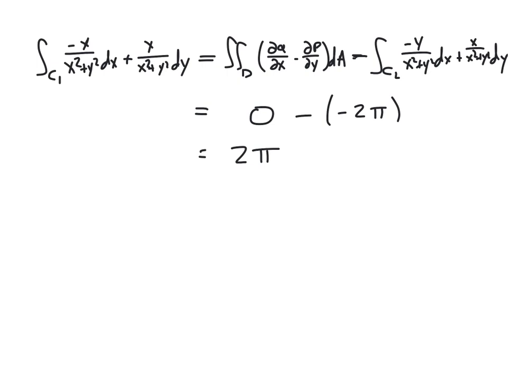And so this is one of the really strong aspects of Green's theorem, is that you can use it even if you don't think you have all the information that you need. And this is a perfect example of that kind of a situation.